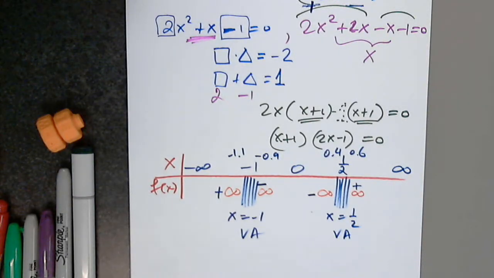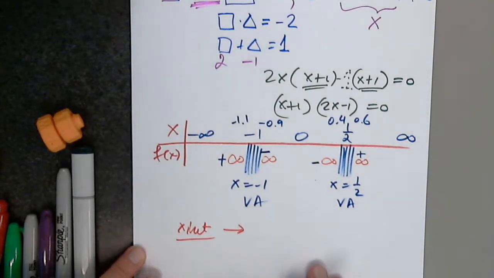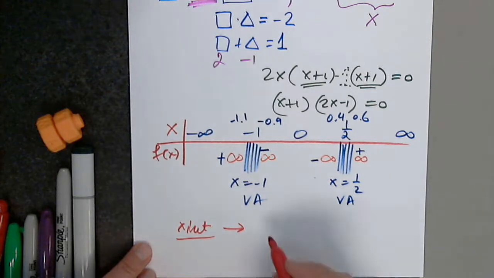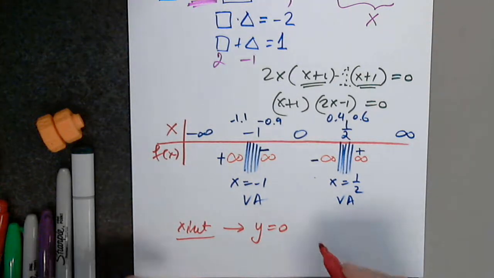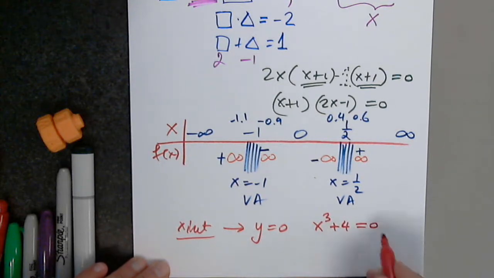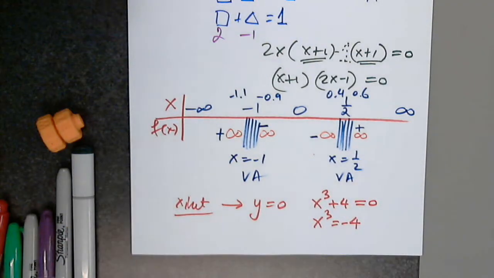Now I need the x and y intercepts. How do I determine the x-intercept? I set y to 0. This is a fraction. When is a fraction 0? Exactly. So x to the third plus 4 equals 0. I move 4 to the other side. You can say, wait a minute. This function or this polynomial equation has 3 solutions. I agree. However, only one of them is real.